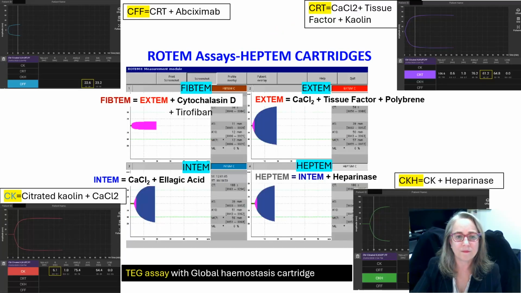So now I'd like to go through some case examples. First of all, I'm going to remind you of this slightly scary looking slide with the EXTEM and its CT and the TEG, with the FIBTEM and its CFF or functional fibrinogen, and it's got an INTEM looking at activation of the intrinsic pathway, and a HEPTEM, which is intrinsic pathway with heparin removed. So just with those 4 things in your mind, I'm now going to have a sip of water and take you through some case examples.